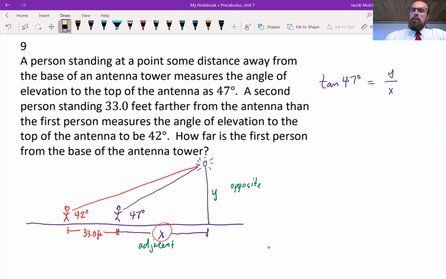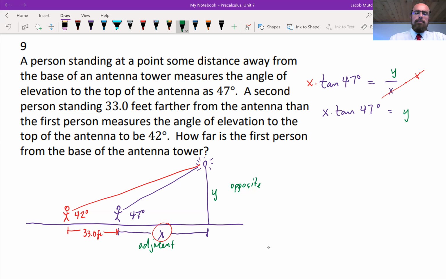Now, I want to solve for y. In fact, what I need to do is distinguish that as a piece there that stands out. I want to solve for y. So I'm going to multiply by x to cancel the x's. And it gives me an expression here that, from one point of view, y equals x times tangent of 47 degrees. I'm going to hold on to that.